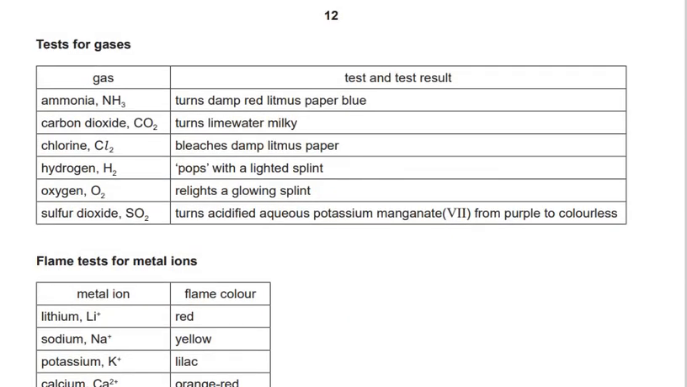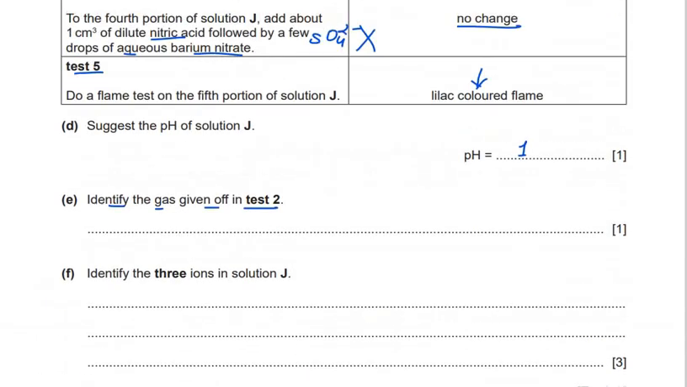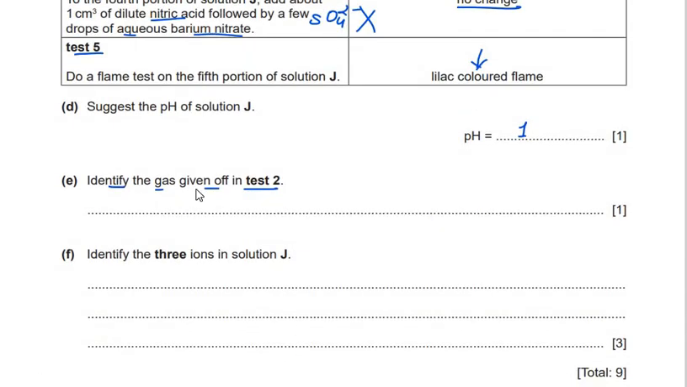We had already seen that the gas produced gives a pop sound with the lighted splint. So what's the gas produced? Hydrogen gas. Okay, so we're going to write here that the gas given off was hydrogen gas. You can write H2 also because they didn't mention the name, so you can write the formula also, that is hydrogen gas H2.